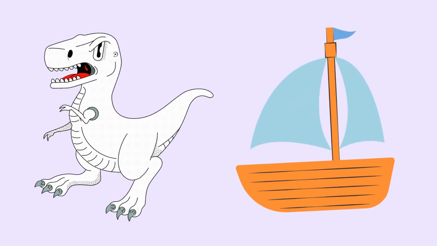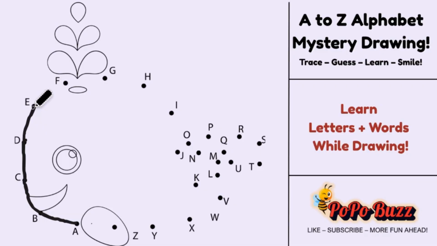Let's keep tracing. Swoosh to F. F for fish. And swim to G. G for grapes. Tiny step to H. H for hat. Slide to I. I for ice cream. Yum!